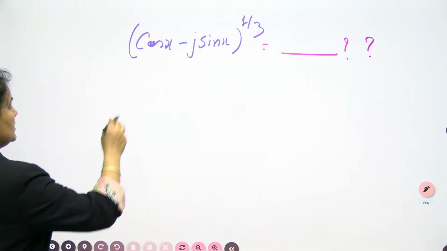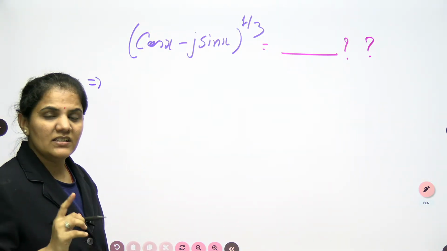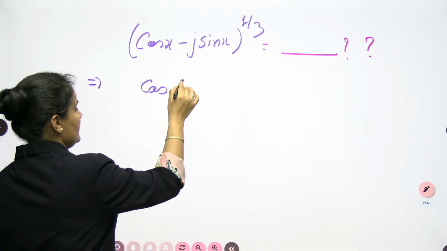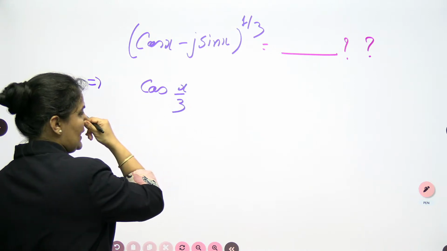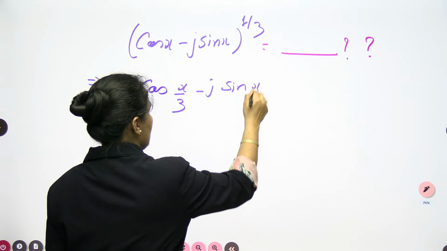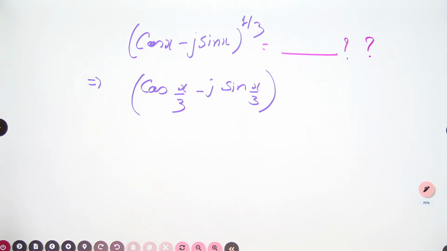Now let's go with this one again, a very good question. So cos x minus j sin x power 1/3. I can see this is a question from complex variables. When we solve, we can directly write down the answer as cos x/3 minus j sin x/3. I am using here de Moivre's theorem. With the help of de Moivre's theorem, we can solve the question very easily.